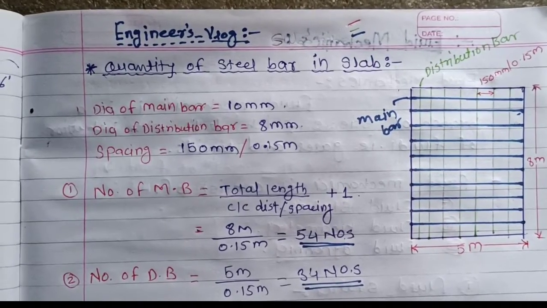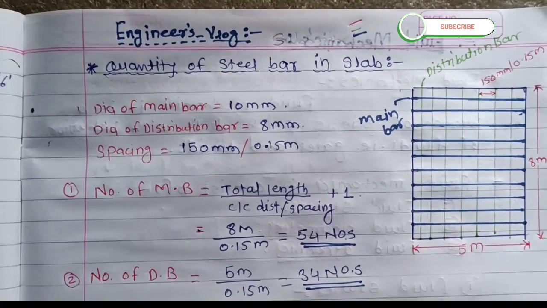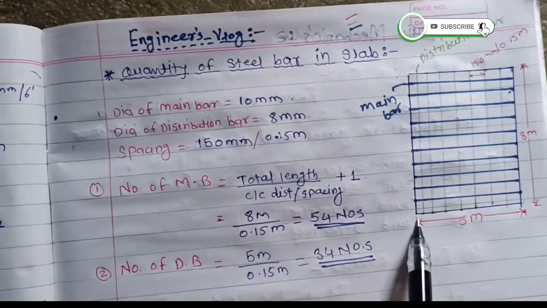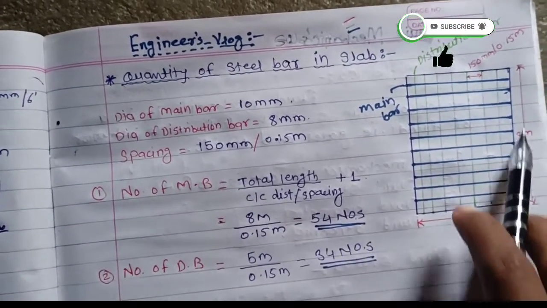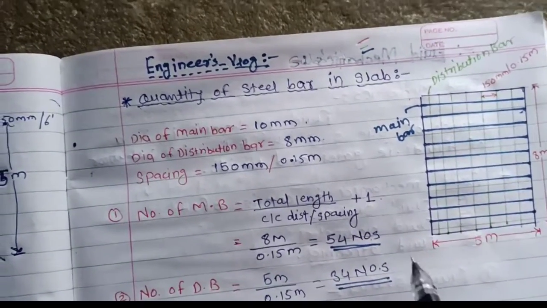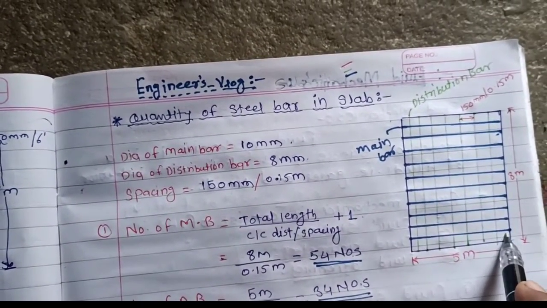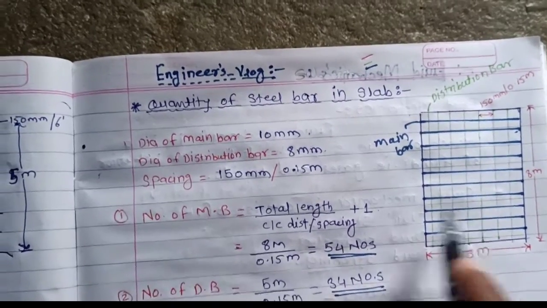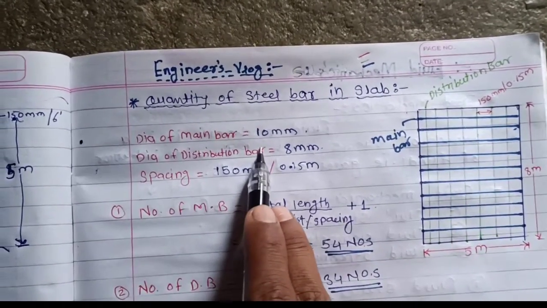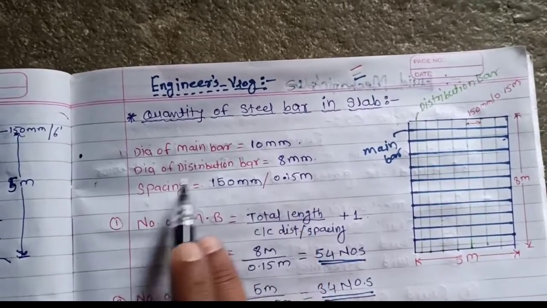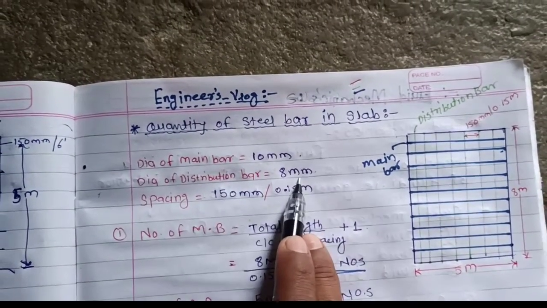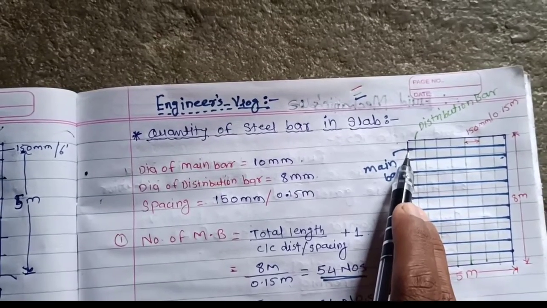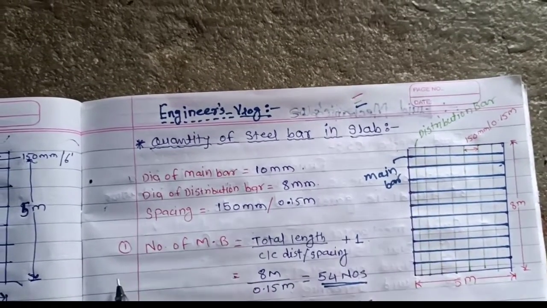Welcome guys. Today we see how many steel bars are used in a slab. This is the example diagram. One span is 5 meter and the second is 8 meter. The horizontal bar is the main bar and the vertical bar is the distribution bar. The diameter of the main bar is about 10 mm and the diameter of the distribution bar is 8 mm. Spacing of these two bars is 150 mm or 0.15 meter.